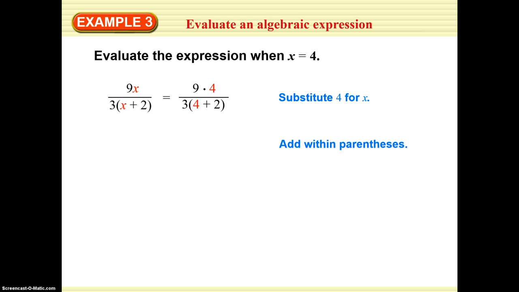So we're going to add inside our parentheses first. 4 plus 2 is 6. So now I have 9 times 4 divided by 3 times 6. So we'll multiply the numerator and denominator. So 9 times 4 is 36, and 3 times 6 is 18. So we can simplify to say 36 divided by 18. Now we will divide, and our answer is 2.